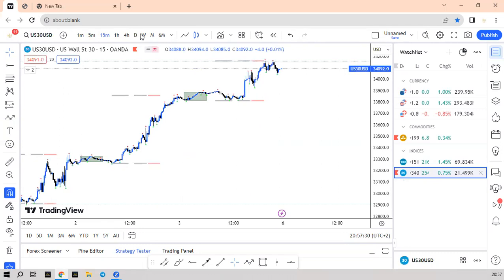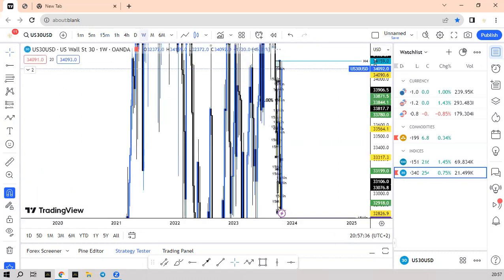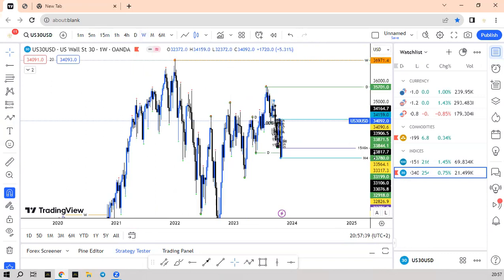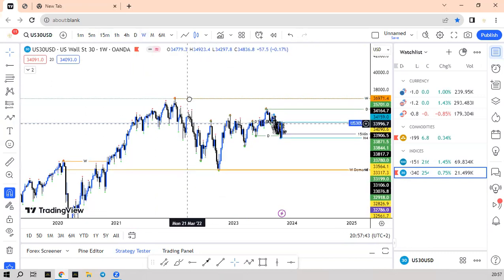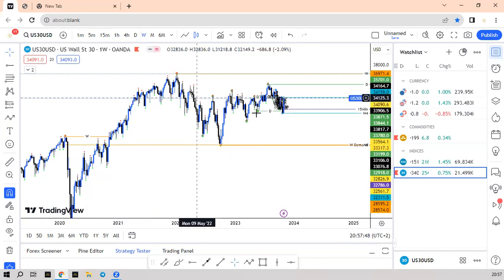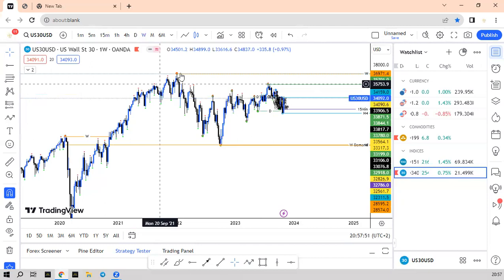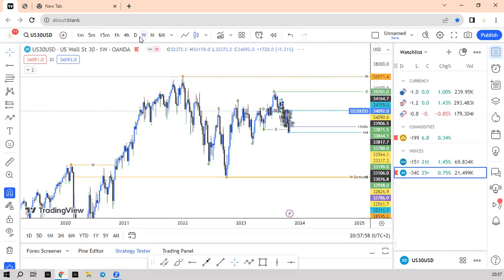Let's jump into our last pair for the day. So what do we have here? So we are bullish, definitely bullish here. This was the low, high, a retracement. Now we are targeting this high.